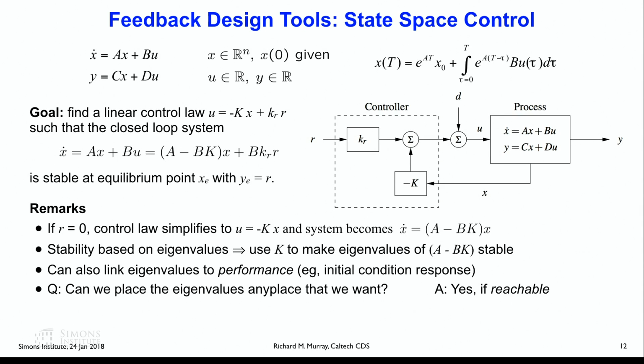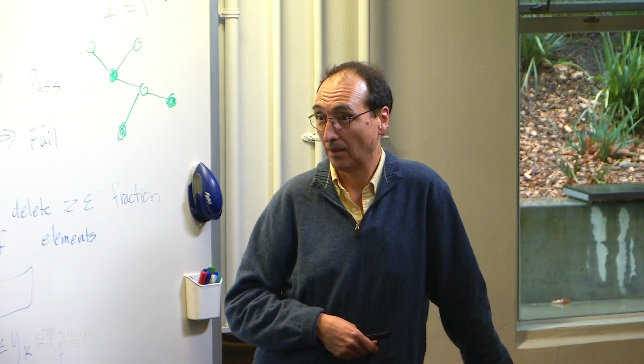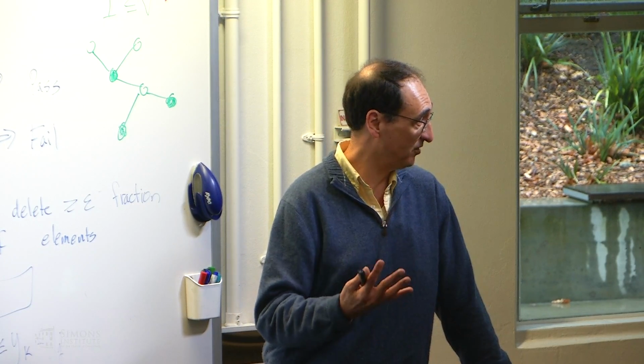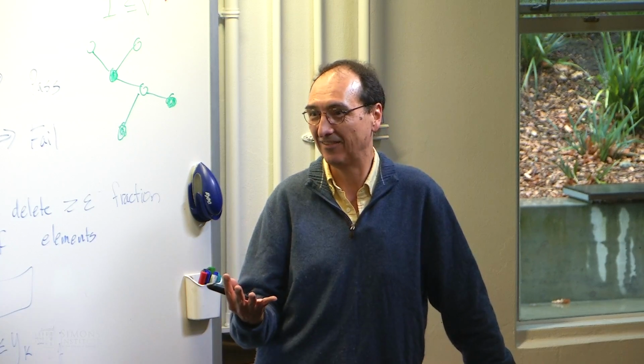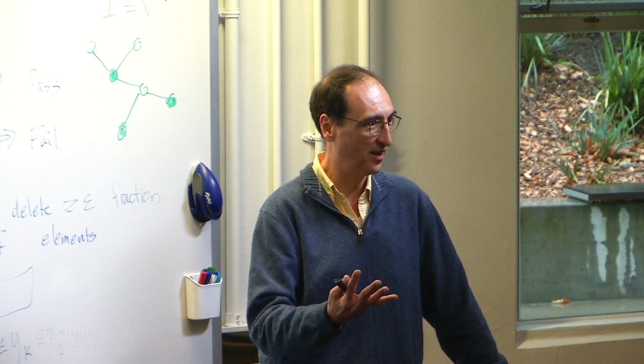It turns out there's a test that you can do called the reachability test. And if this system is reachable, and most systems are reachable, then in fact I can put the eigenvalues any place I want. That means I can design the dynamics of the system, because the dynamics of the system are given by the eigenvalues. That determines the response of the system. The time response of the system is determined by the eigenvalues.